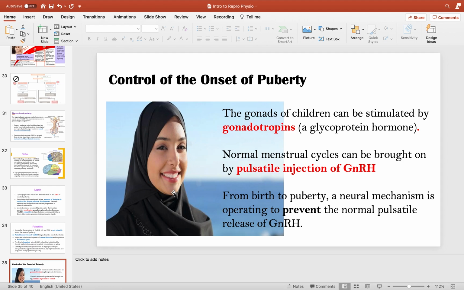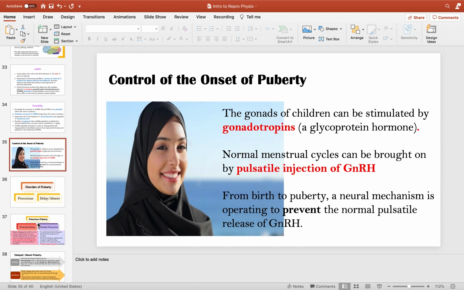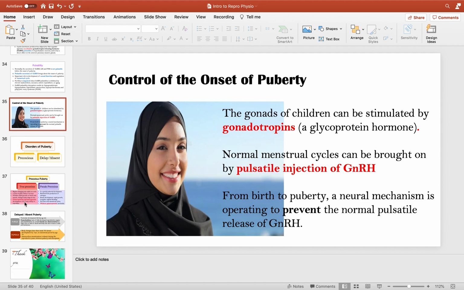Control of the onset of puberty: the gonads of children can be stimulated by gonadotrophin. A normal menstrual cycle can be brought on by pulsatile injection of gonadotrophin-releasing hormone, and from birth to puberty, a neuromechanism is operating to prevent the normal pulsatile release of gonadotrophin-releasing hormone.